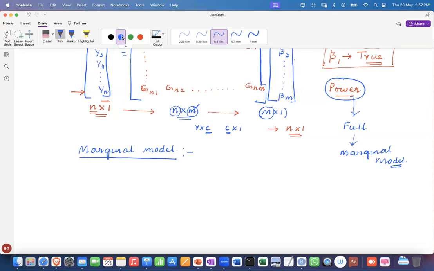Right. Fine. This is the marginal model. We'll talk about this. This is Y.